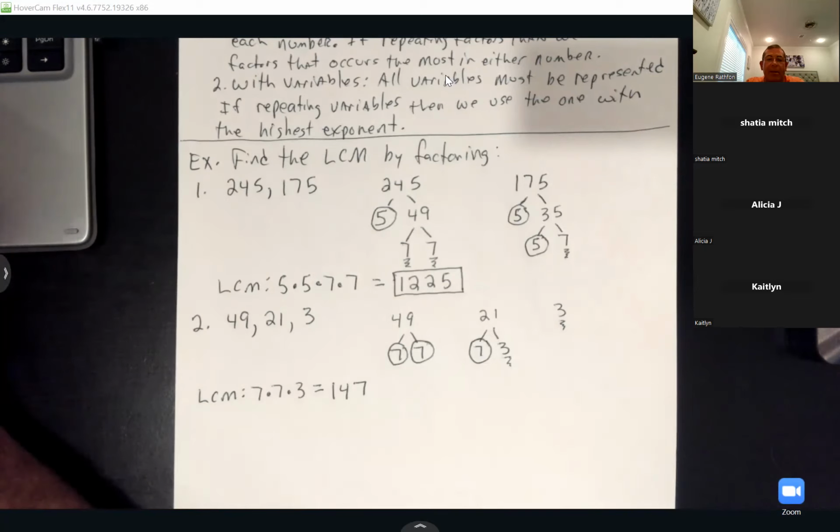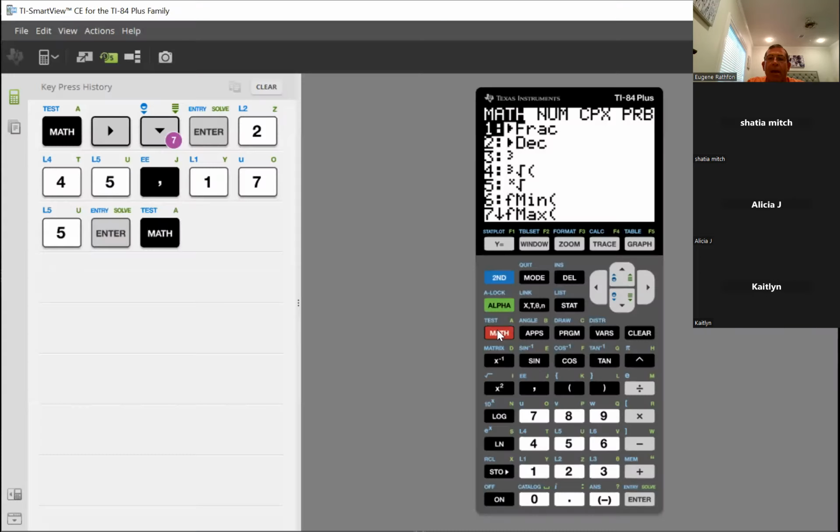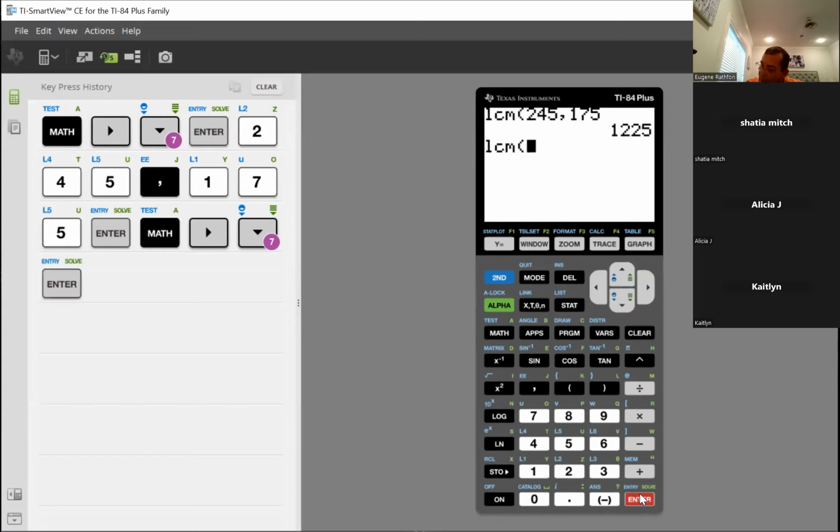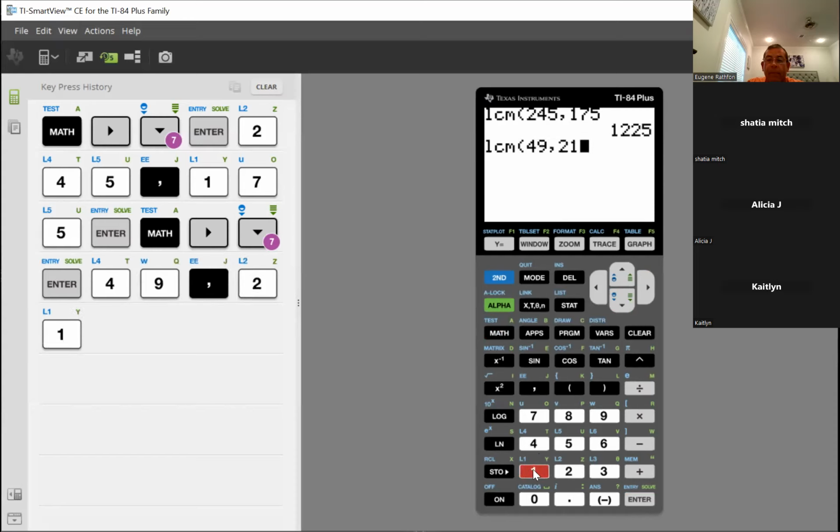So let's go back to the calculator, and I'll show you that if you use 49 and 21, you're covered on that. So remember, I'm going to go to math, arrow over to number, and then arrow down to find my LCM. Hit enter. And then my number was 49, comma, 21. So y'all, once I hit enter, I get our 147.